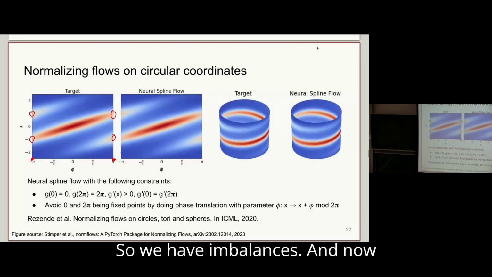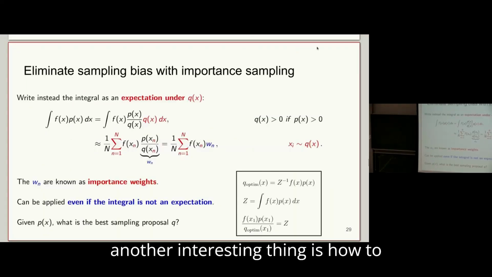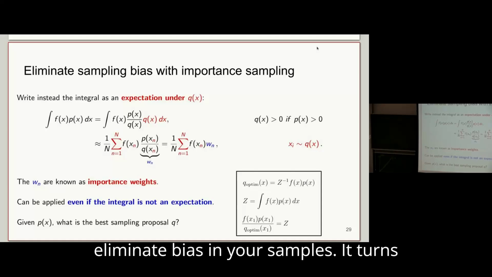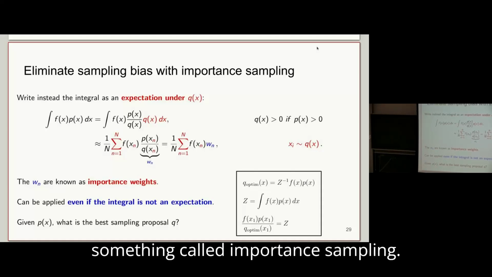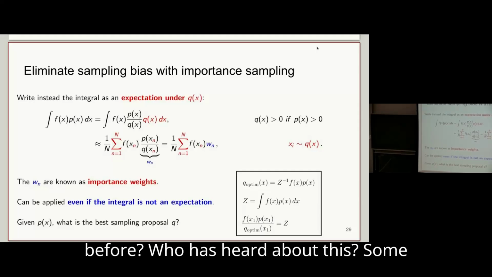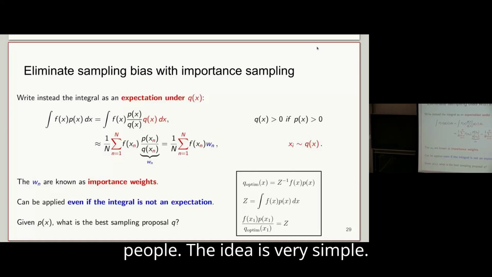So we have symmetries, and now another interesting thing is how to eliminate bias in your samples. It turns out you can eliminate bias using something called importance sampling. Have you heard about importance sampling before? Who has heard about this? Some people. The idea is very simple.